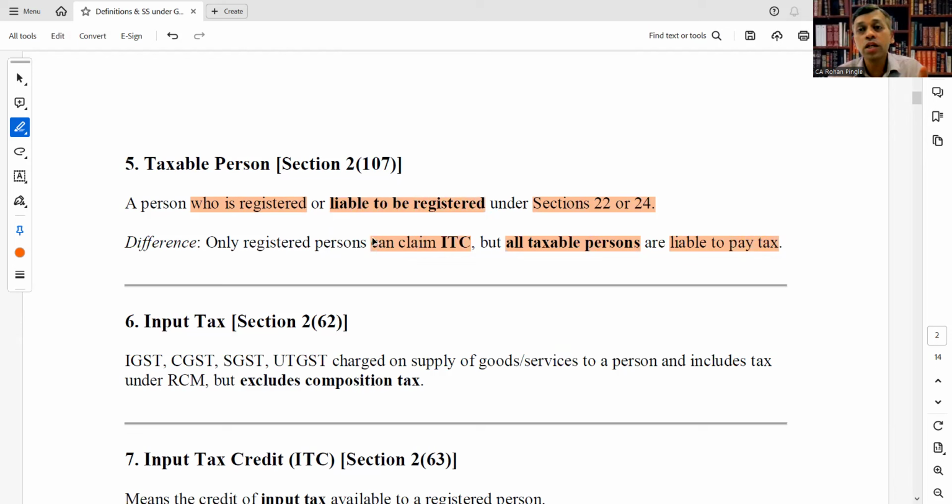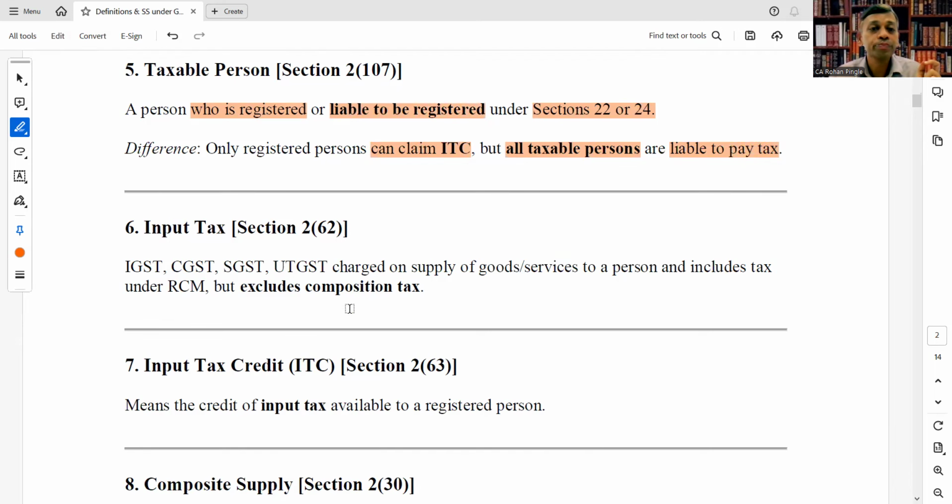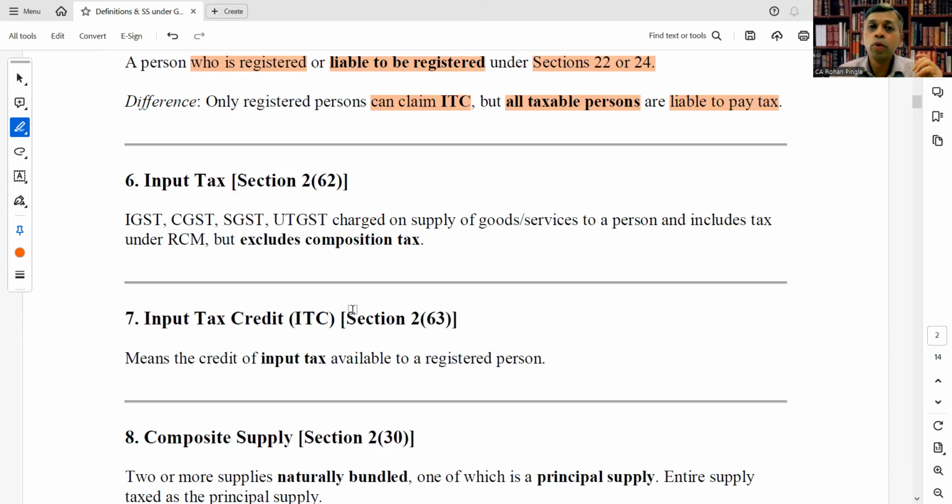Means once they register, then they can claim ITC. Till that time, they can't claim ITC, but they are liable to pay tax. That is the crux of this aspect. Next, input tax, section 2, subsection 62.